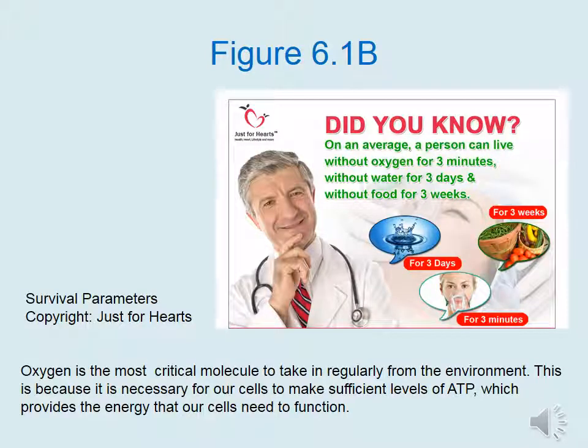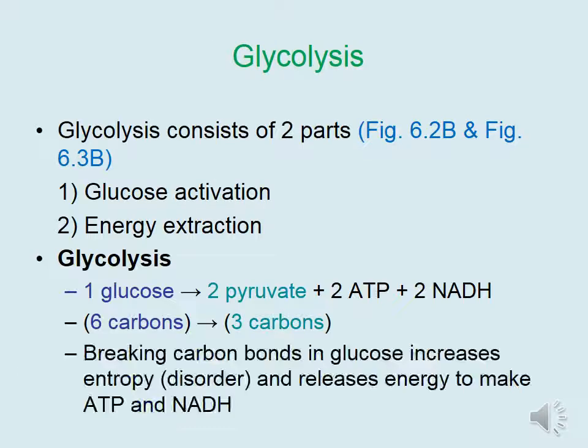Oxygen is the most critical molecule to take in regularly from the environment. This is because it is necessary for our cells to make sufficient levels of ATP, which provides the energy that our cells need to function.